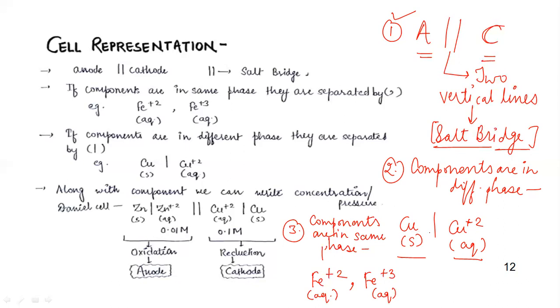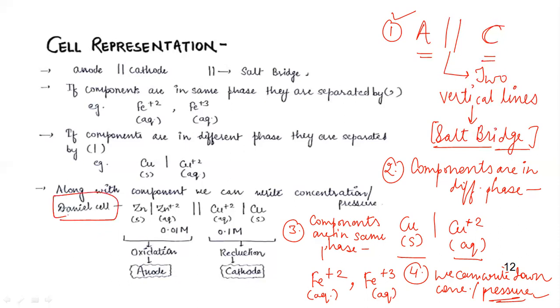Now the fourth point. Look at the fourth point. Along with the components, we can write down concentration or pressure. Okay. So along with the components, we can write down what? Concentration, or we can say pressure. If components are in gaseous phase, we have to use pressure as well. Okay. So this is the cell representation for the Daniel cell.